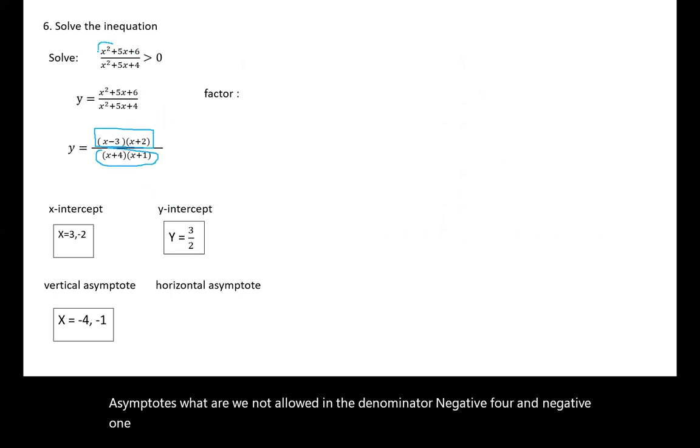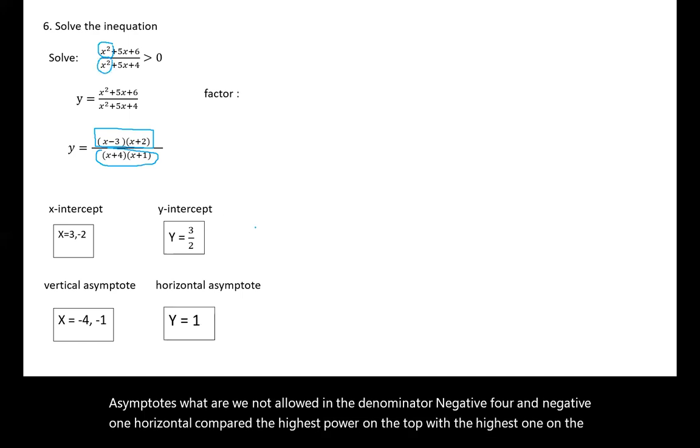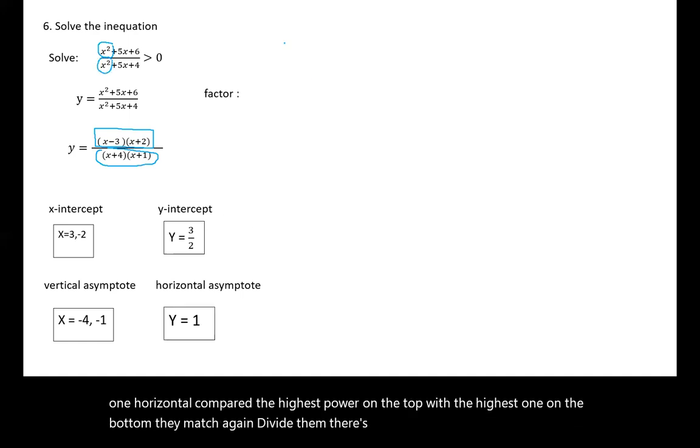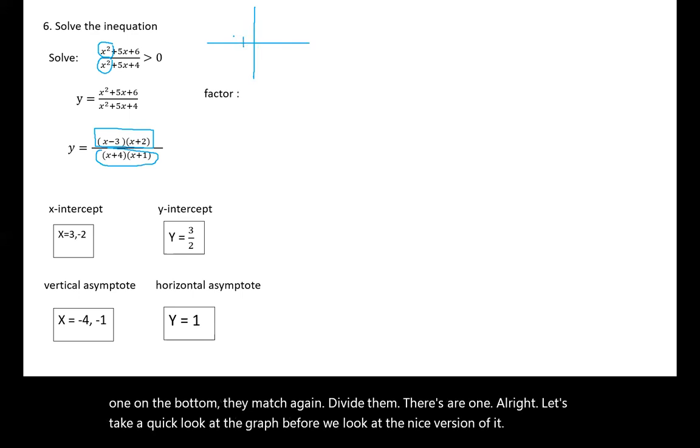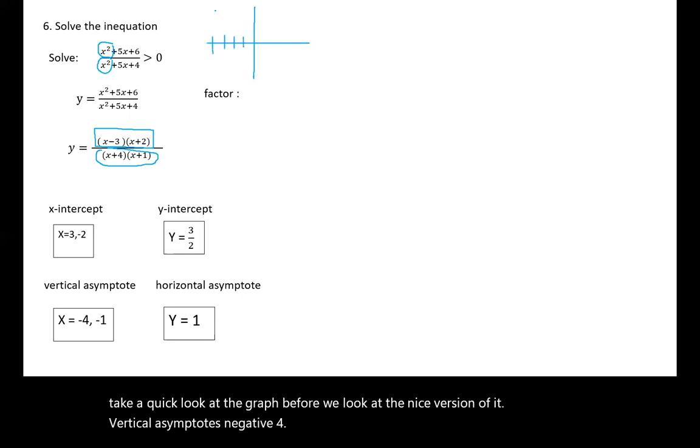Asymptotes, what are we not allowed in the denominator? -4 and -1. Horizontal, compare the highest power on the top with the highest one on the bottom. They match again, divide them. There's our 1. All right, let's take a quick look at the graph before we look at the nice version of it. Vertical asymptote, -4. Vertical asymptote, -1. Horizontal asymptote, 1.